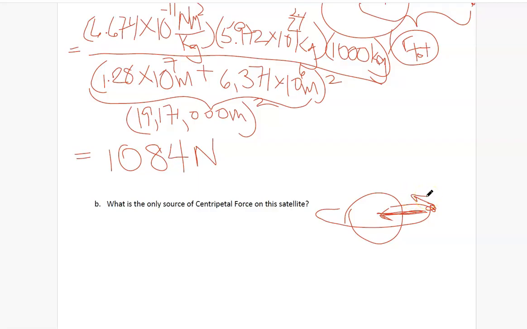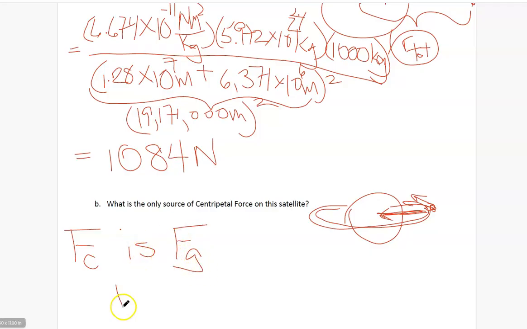Now, the satellite's trying to move in a straight line at any one moment in time, but the force of gravity is constantly tweaking the direction of that velocity, so the satellite ends up making a circular orbit around the Earth. So the only source of centripetal force is the gravitational force.